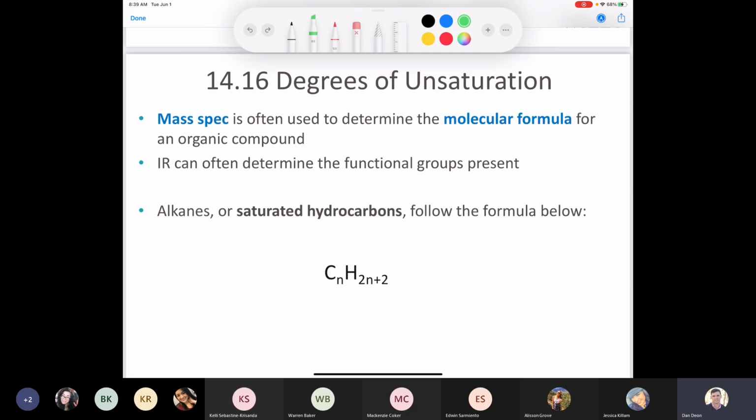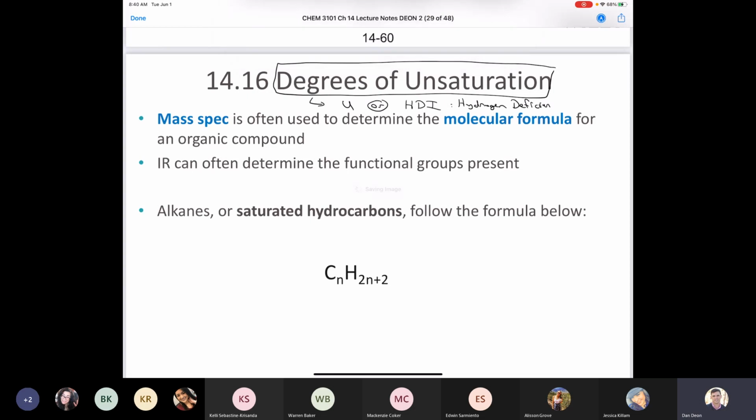But the second thing I always think about is degrees of unsaturation. Sometimes we call it U, which just means unsaturation, or sometimes we call it the HDI. I like to call it the HDI, which stands for hydrogen deficiency index. Okay, the hydrogen deficiency index.